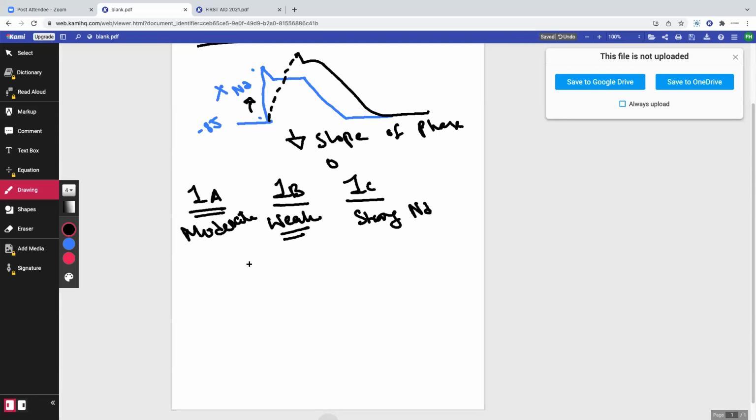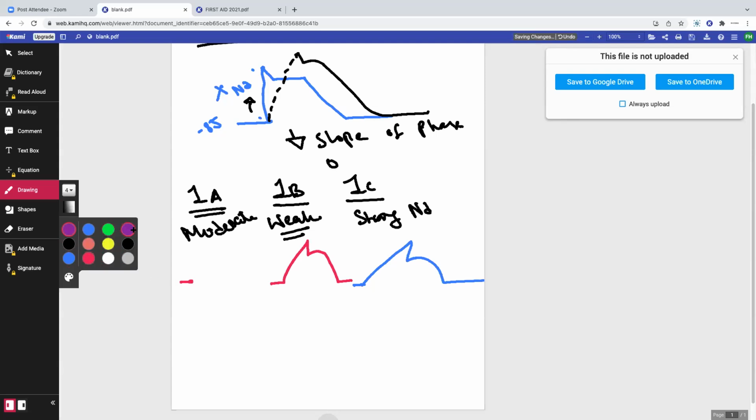So depending on how much they block, we have different action potentials. For example, for class 1C, the graph would look something like this. For class 1B, the graph would look something like this. And for class 1A, moderate, we will have something that looks like this.